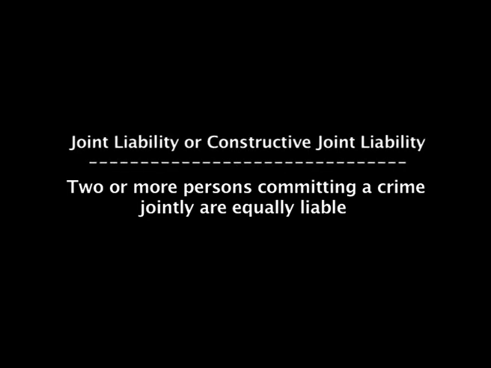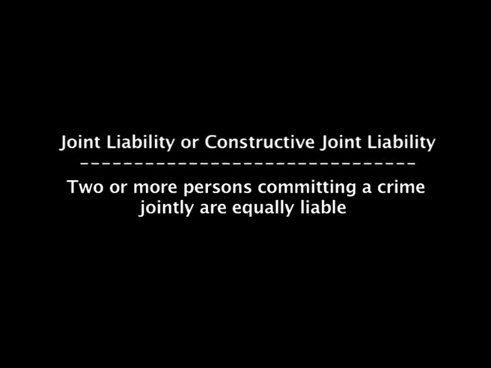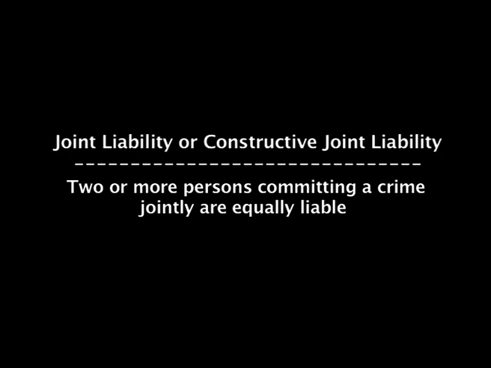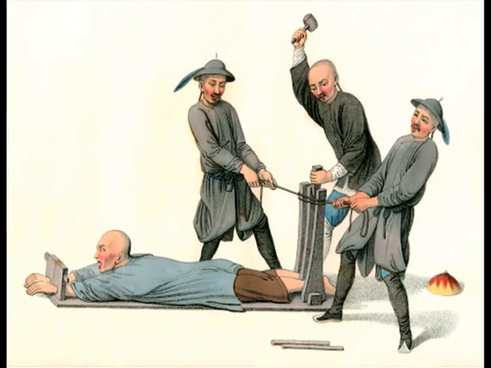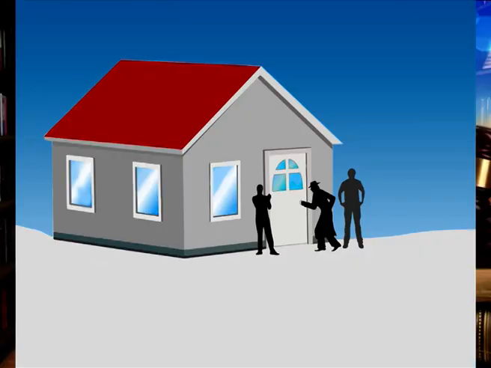However, when two or more persons commit a crime jointly, each one of them is equally liable as if he alone has committed such an offence. Their liability is called joint liability or constructive joint liability. The liability is joint and constructive in the sense all of them are equally liable and are awarded the same punishment. For example, A, B and C jointly went to D's house to kill him.